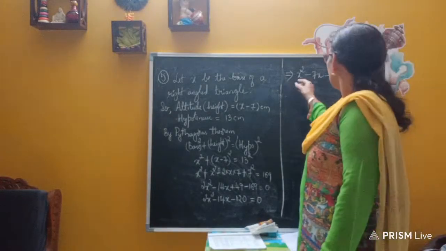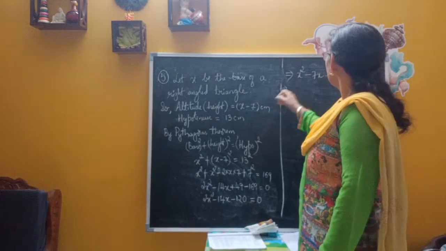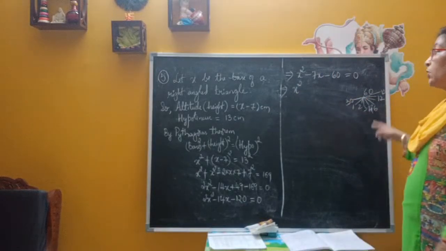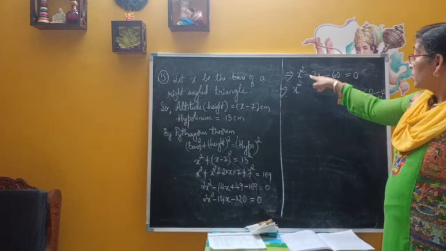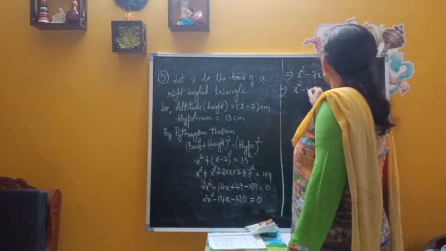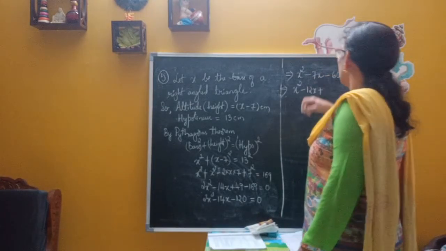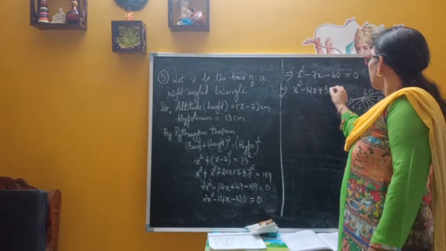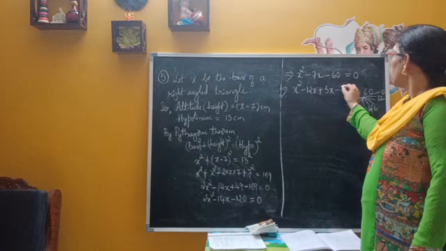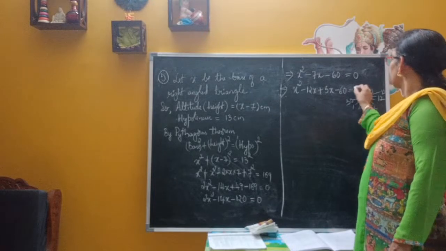So we have to write this equation as x square, 12 and 5. 12 must be negative because the sum should be negative. So minus 12x plus 5x. Minus 12 plus 5 is minus 7, and minus 60 as it is.